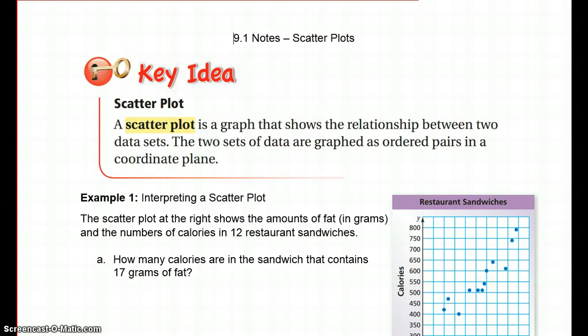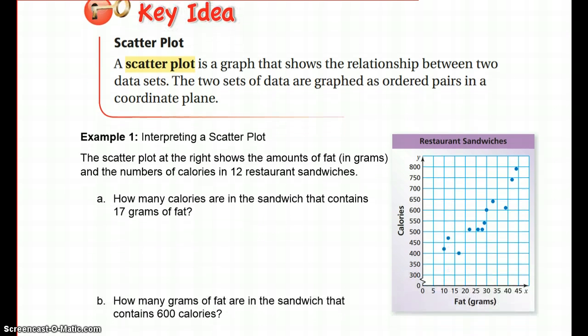All right, this is Chapter 9.1 notes. Chapter 9 is all about data analysis and how to display data. So that's kind of where we're heading in Chapter 9. But 9.1 is all about scatter plots. A scatter plot is a graph that shows the relationship between two data sets. The two sets of data are graphed as ordered pairs in the coordinate plane.